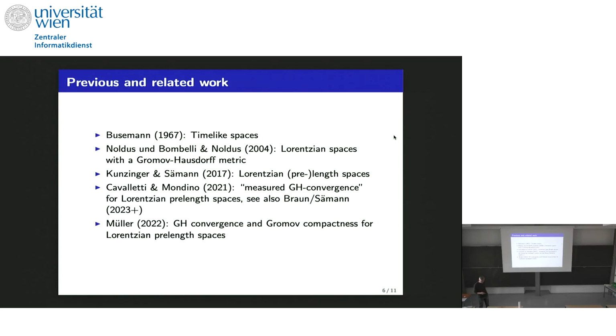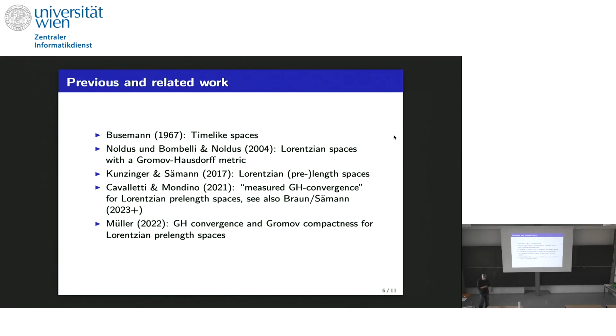And then it took another 15 years until Michael and Clemens came around with their Lorentzian pre-length spaces, which was, I think, maybe Michael knows this better than me, sort of an attempt to amend the gaps of this approach. Then Cavalletti and Mondino came up with a measured Gromov-Hausdorff convergence for Lorentzian pre-length spaces in their 2021 preprint. And as Matthias told us on Monday, he and Clemens are working in this direction as well.